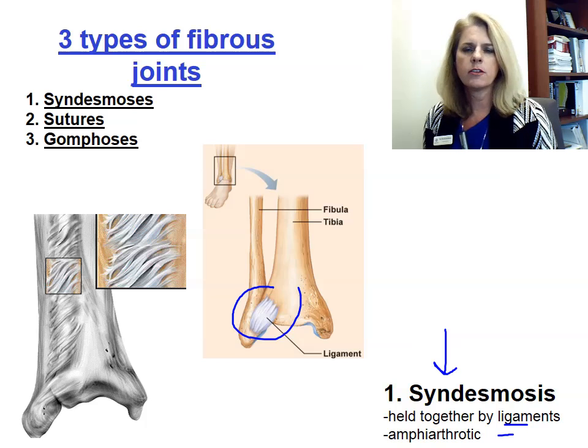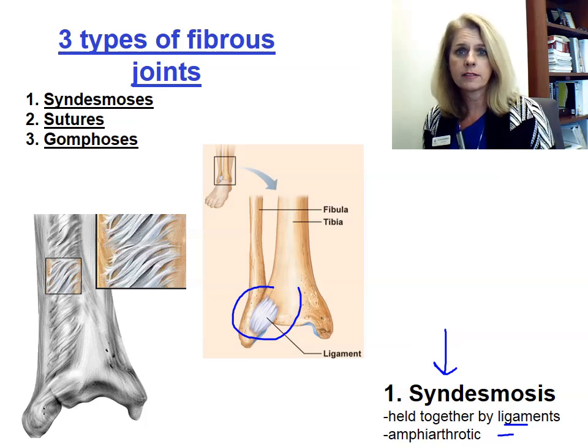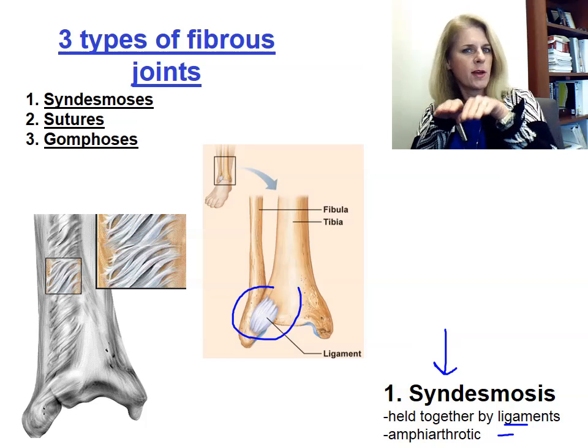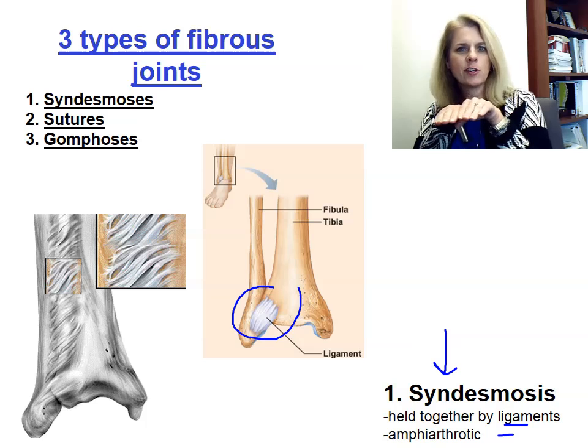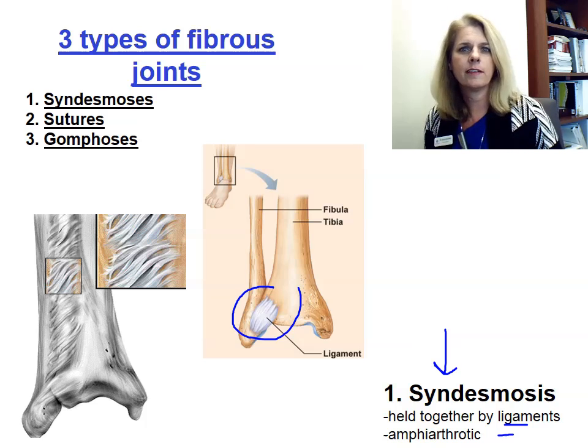If you can imagine standing, and you might want to do this, take a break, stop your video, stand up, raise one leg and try to balance on one leg. Now close your eyes. You'll feel your feet wiggle just a little bit. You can almost feel the bones in your lower leg sliding just a little bit. So it moves a little bit to help you with your balance. It can move just a little bit. It's amphiarthrotic.